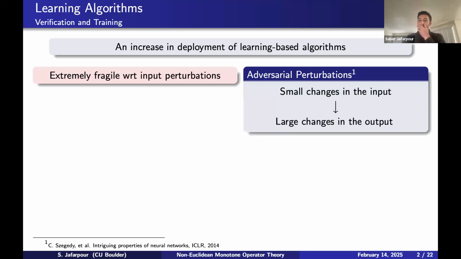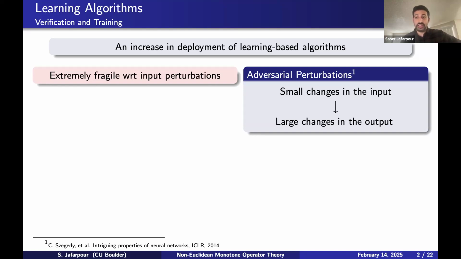So let me start by saying that, as we all know, learning algorithms have become very popular, and we are seeing an increase in their deployment in autonomous systems, in our environment, in our societies. This is mainly due to the increased availability of data and also the increase in computational power of our learning models. However, these models are known to be extremely fragile with respect to their input perturbation.